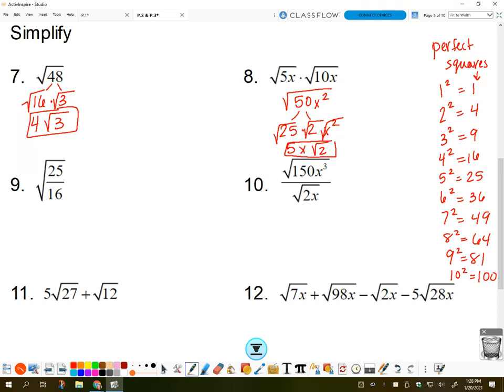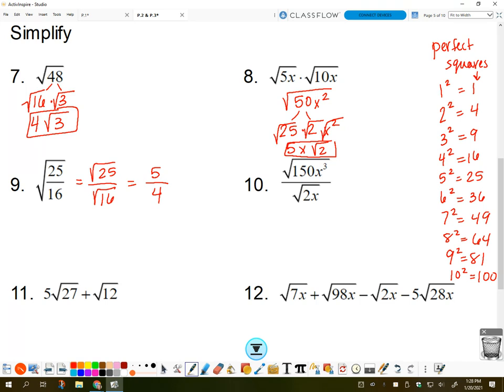All right, so number 9 is as simple as take the square root of the top, take the square root of the bottom. And the reason that I know that is because both of these numbers are on my list of perfect squares. So if I just take the square root of 25 and the square root of 16, I'm done.